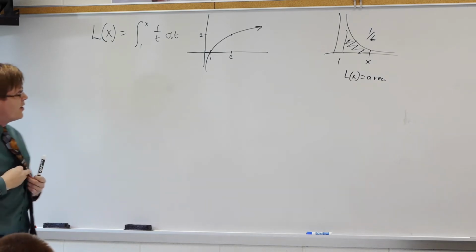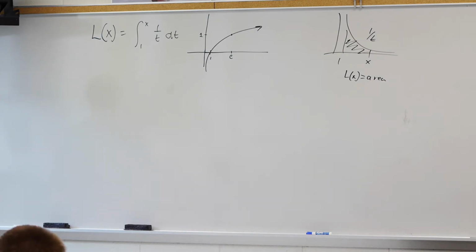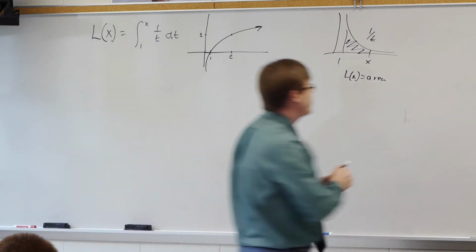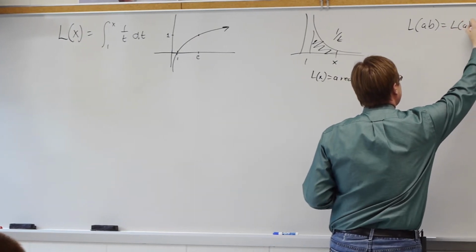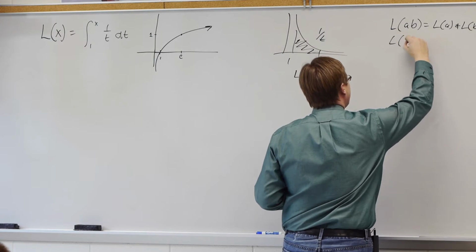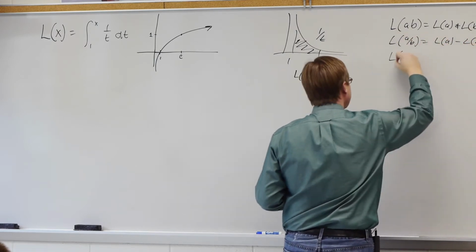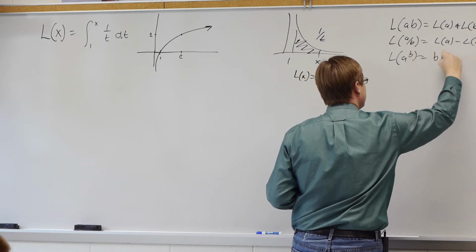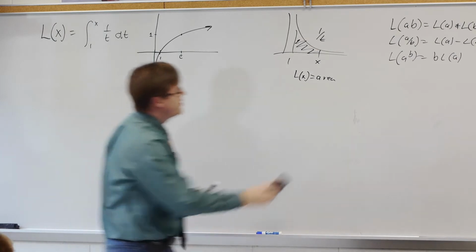And by looking at that integral and using some properties, FTC1 and FTC2, and some clever u-substitutions, we were able to prove that L had all sorts of interesting properties. That L of a product equals a sum, L of a quotient was a difference, and L of a power turned into a product.